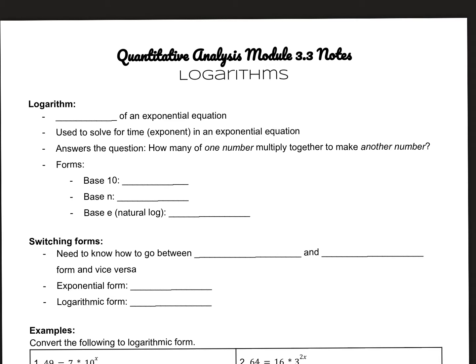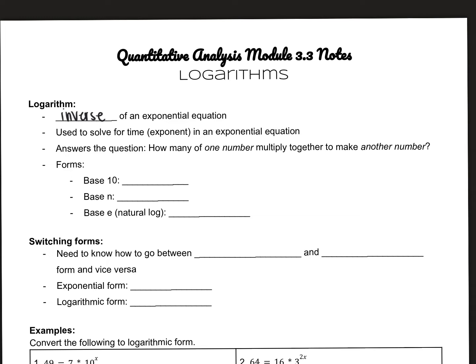So in section 3, we are going to take a look at logarithms. A logarithm is the inverse of an exponential equation. It's used to solve for time, which is our exponent in an exponential equation. When you think about what a logarithm is, it's the answer to the question, how many of one number multiplied together are needed to make another number. It solves for an exponent, if it's not obvious already.